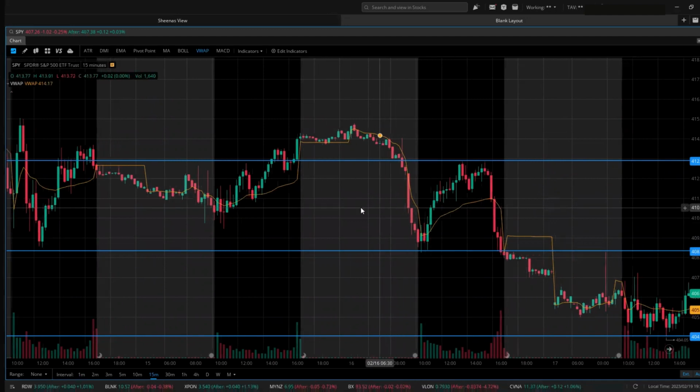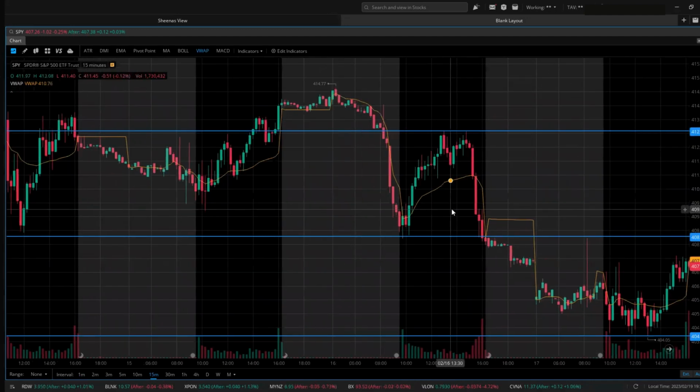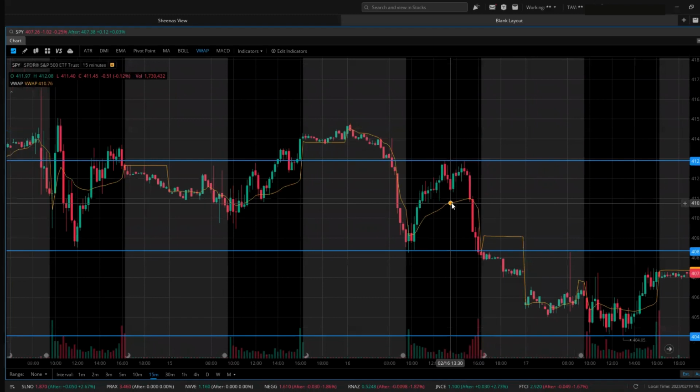So I hope this helps you all understand what VWAP is, another indicator to add to your trading belt.